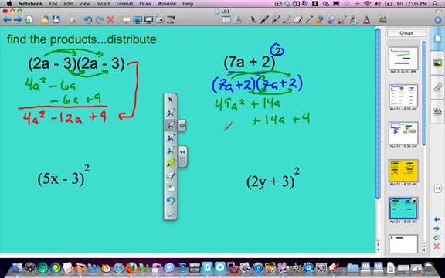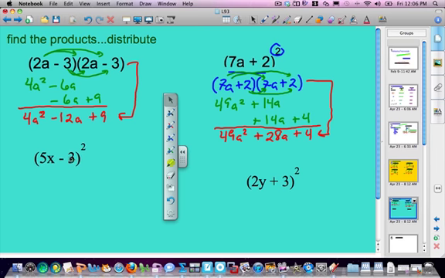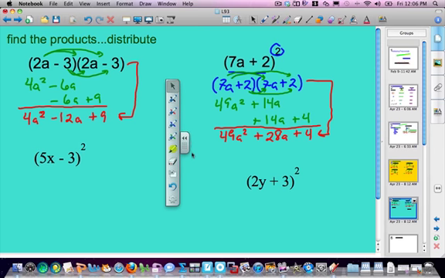The next step will be to combine like terms. 49a squared, 14 and 14 make 28, and the constant is a positive 4. So once again, two linear binomials produced a quadratic trinomial. Now remember, our focus is on the patterns that are produced when you multiply polynomials together. So we're focusing in on the result. In this case, these two quadratic trinomials.